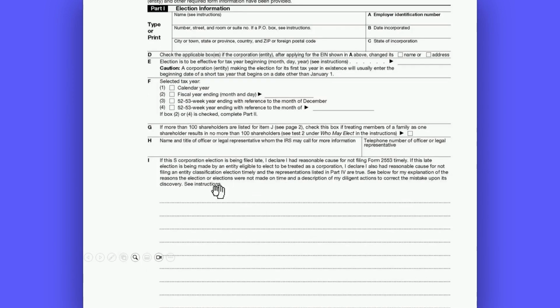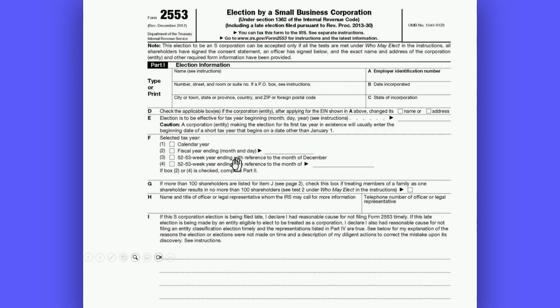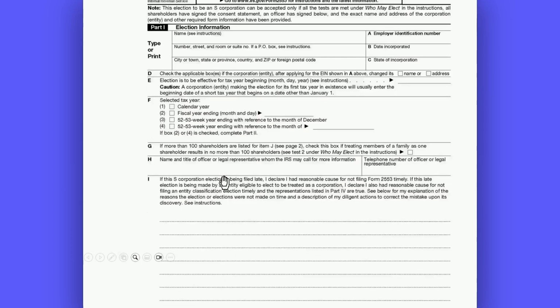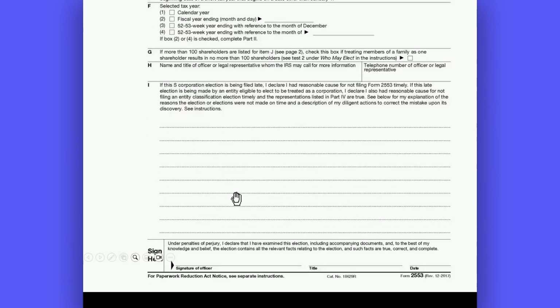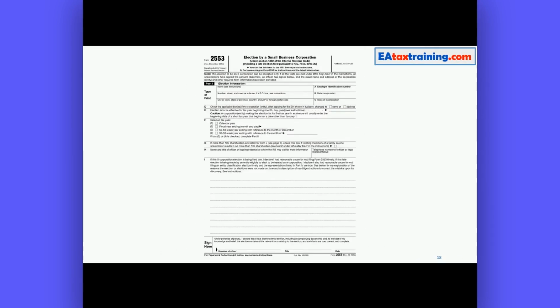Then here we have Section I. So this is where, if you are filing late, you can give your reasonable cause. So you can state your case. You can see that late filing of these is so common, they've actually built in a good portion of this form to filling in your reasoning for the late filing. And then at the bottom, we have the signature block.